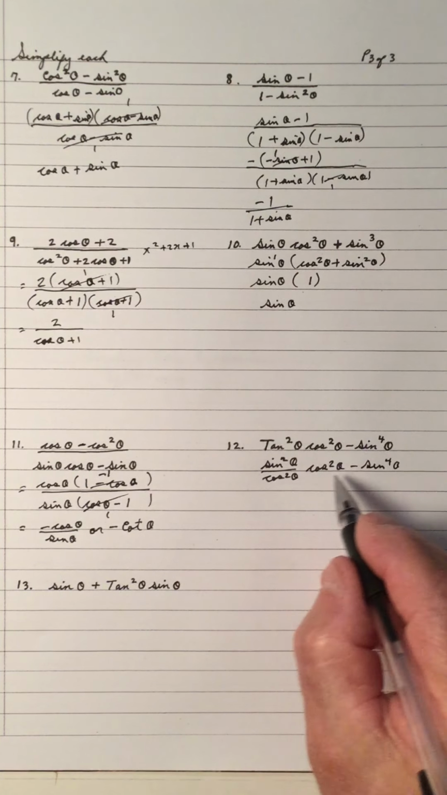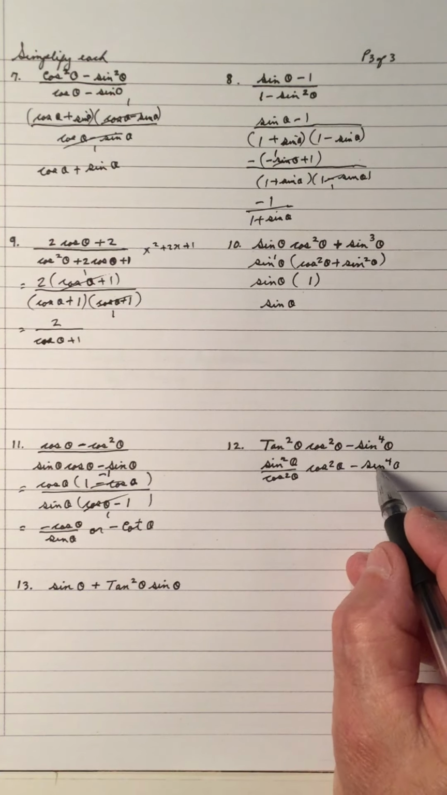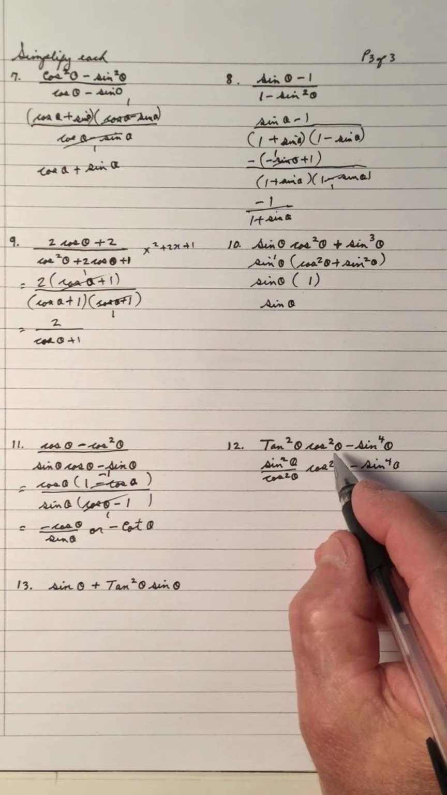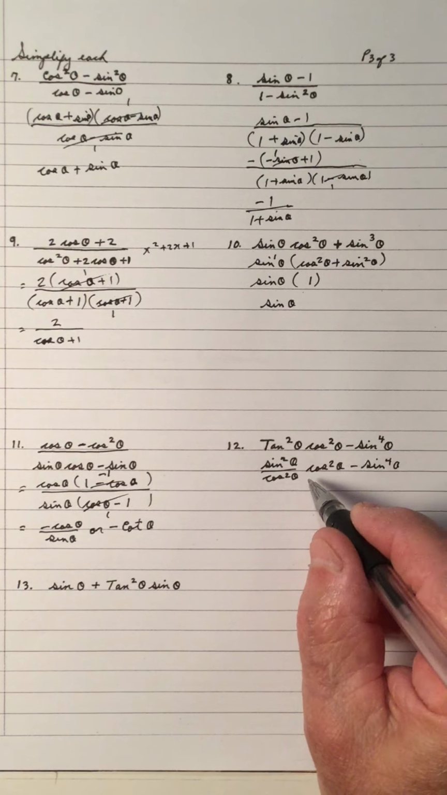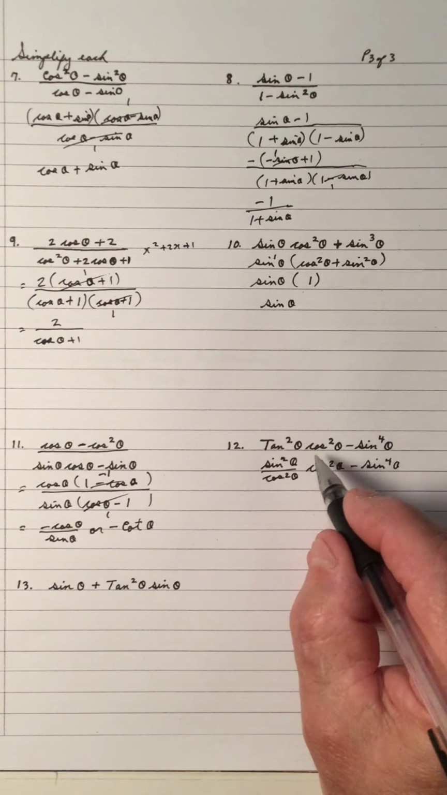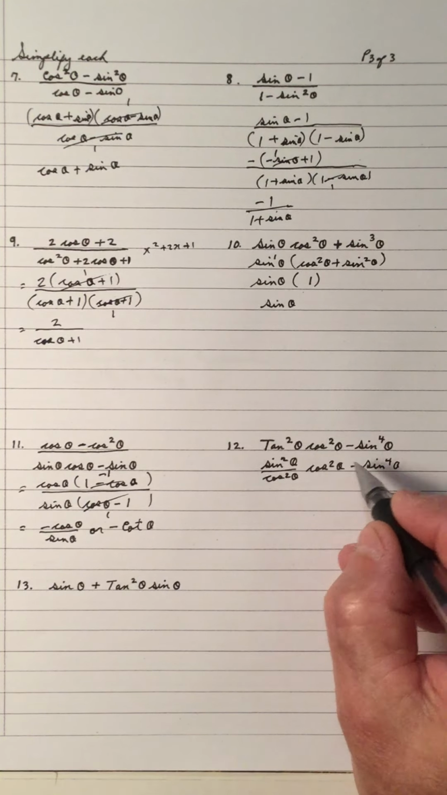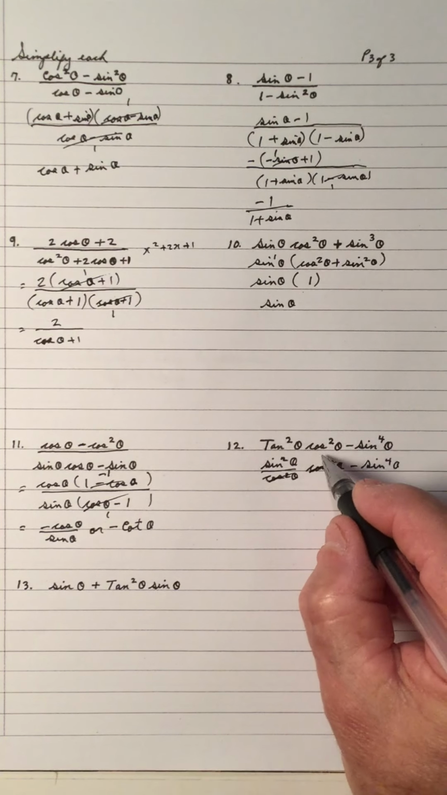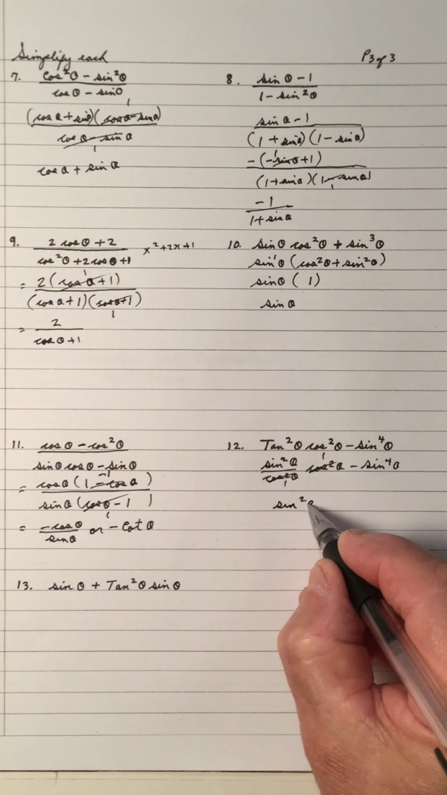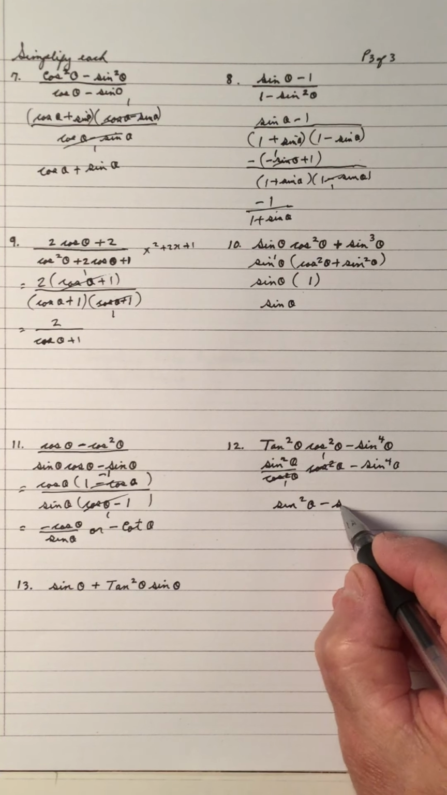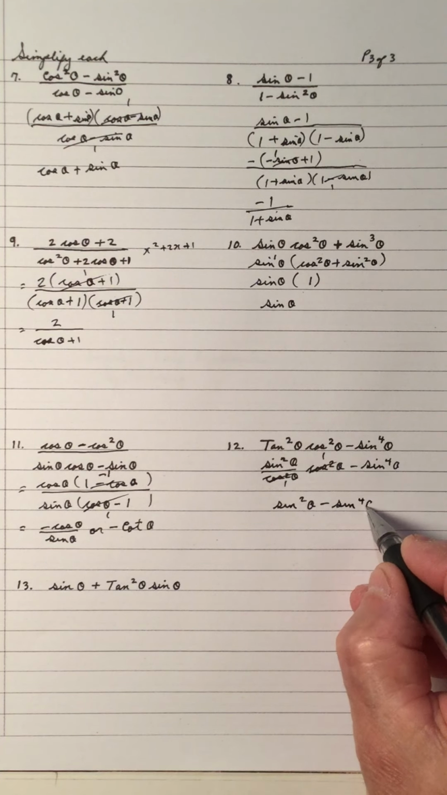Okay, now we're multiplying here and subtracting here. So BEDMAS, or PEMDAS, says there's no brackets, there's no powers, and we multiply before we subtract. So we multiply these two, we cancel those out. So we get sine squared theta minus sine to the fourth.